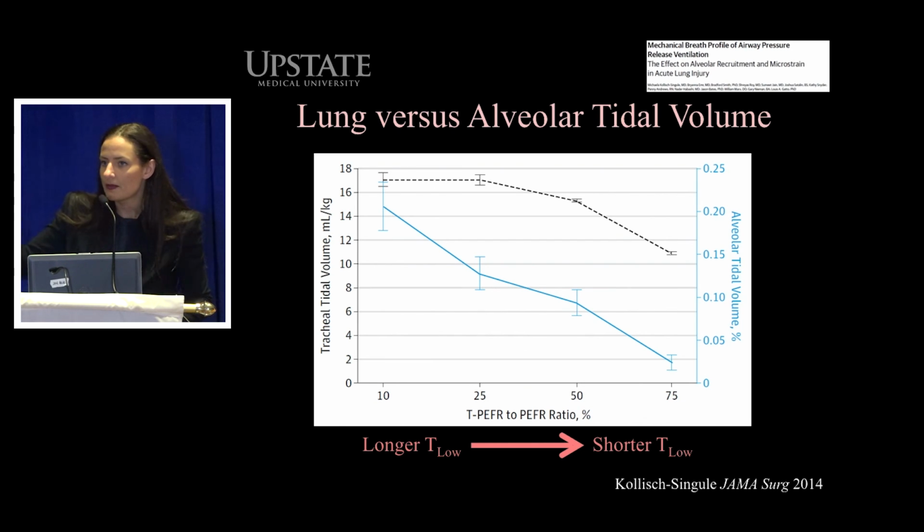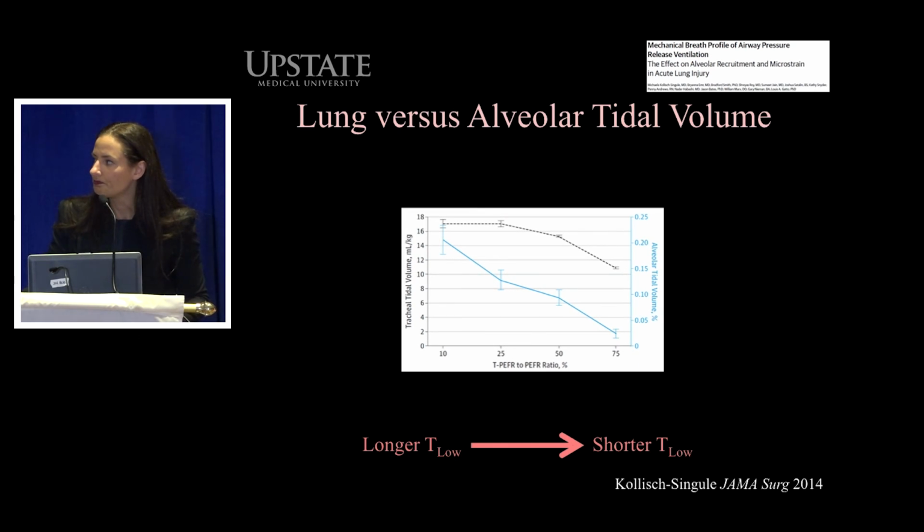And what we see is that simply by modifying the T-low, first of all, our tracheal tidal volume slowly starts to go down. Over here, there's 17 cc's per kilogram. Down here with our 75% ratio, we're now down to 11 cc per kilogram tidal volume. And we see, similar to increasing PEEP in our traditional tidal volume strategies, that as we shorten the T-low, the alveolar tidal volumes slowly start to decrease until we get to 75%. But again, we still have fairly large tracheal tidal volumes at this point.